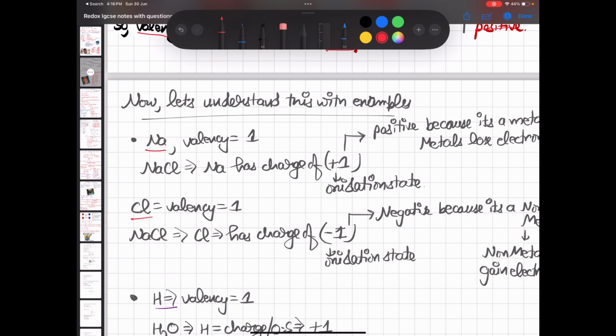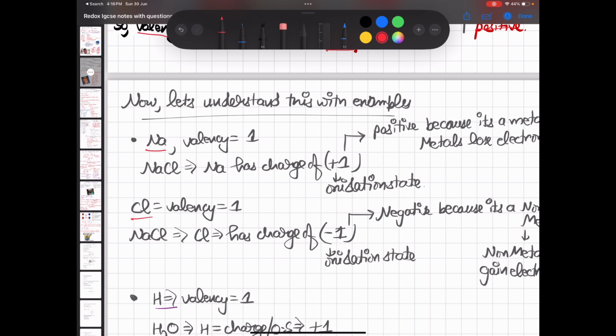If you see chlorine in the periodic table, it's in group 17. Valency is 1. Fine, we are clear with that. And valency is without charge, so I've written 1 only. Fine. Now what about the oxidation state of chlorine? Oxidation state of chlorine will be negative 1.